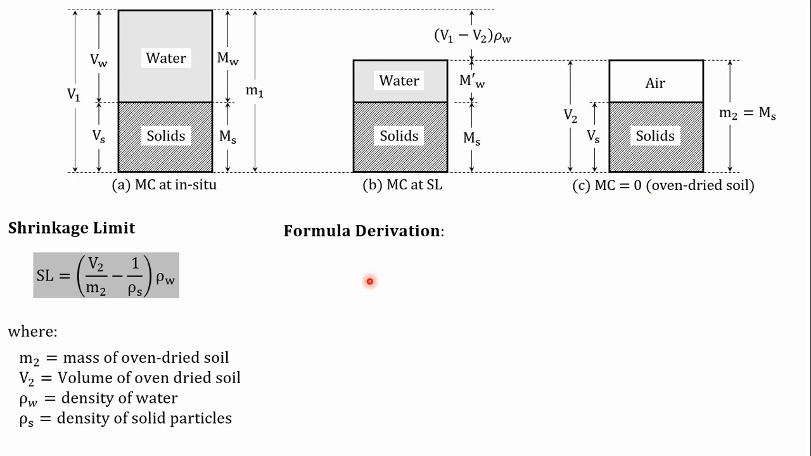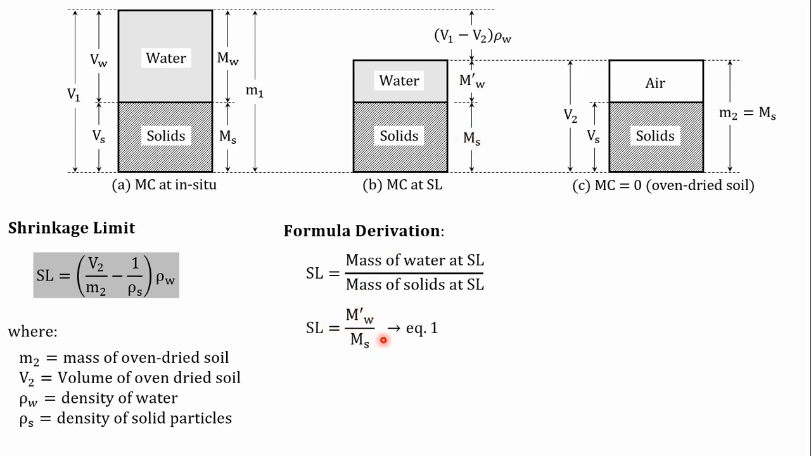Okay, the same formula, class. What is the formula of shrinkage limit? Since shrinkage limit is a moisture content, shrinkage limit is equal to the mass of water at shrinkage limit divided by the mass of solids. Okay, that's it, class. And we know that the mass of water at shrinkage limit is denoted as MW prime, and the mass of solids is this one. And therefore, shrinkage limit is equal to MW prime divided by MS. And let that be our equation 1.